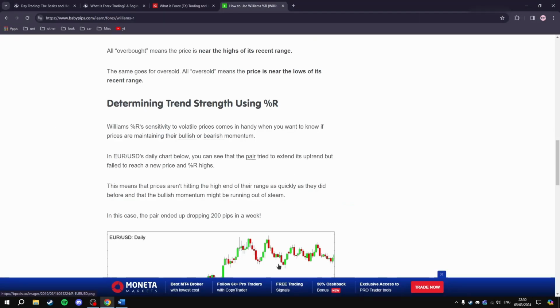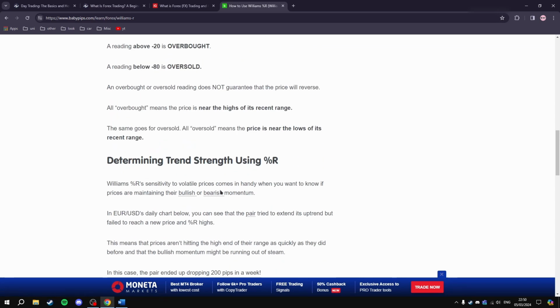Wait, so if it's overbought, then that means loads of people are trying to buy it, but that's not enough for it to go around. So the price is near the highs of its recent range. The range is its biggest minus the smallest value. Because it's overbought, there's more demand than supply, so the price is going to rise, so it's going to be near the highs of its recent range.